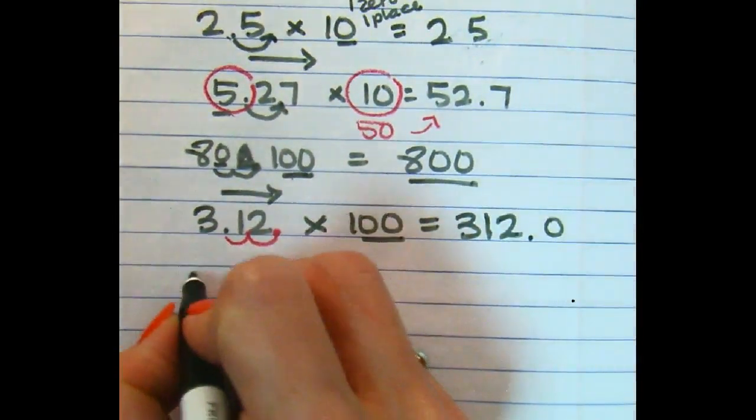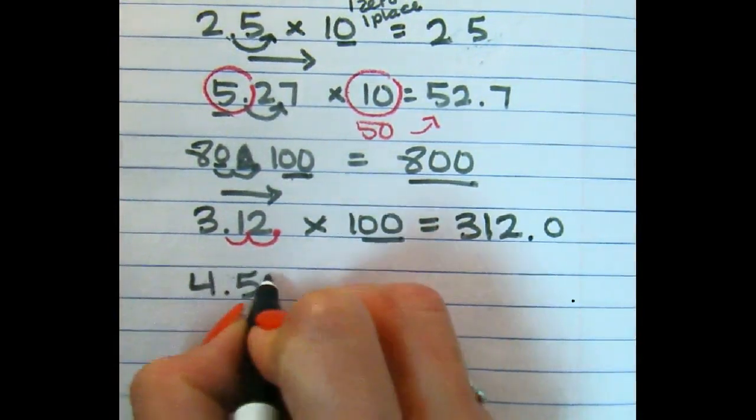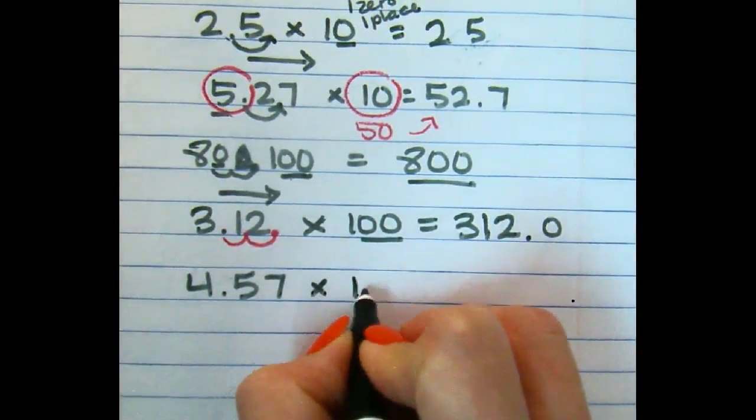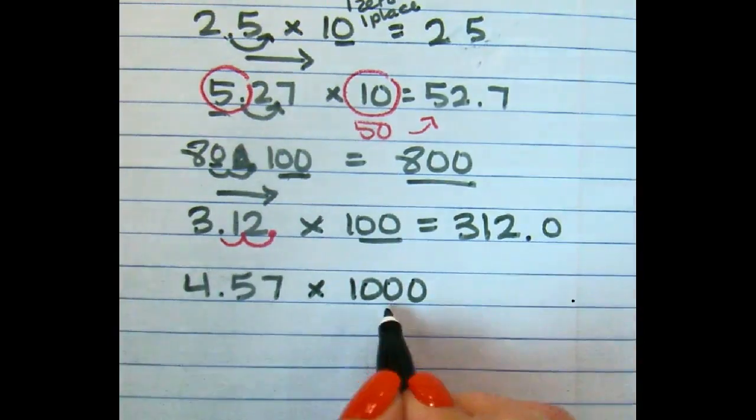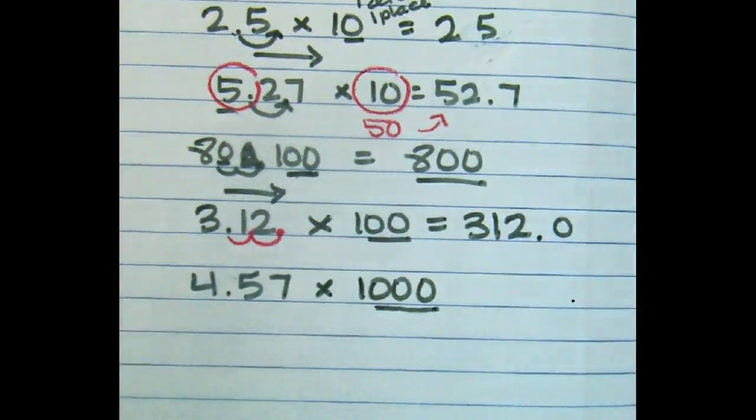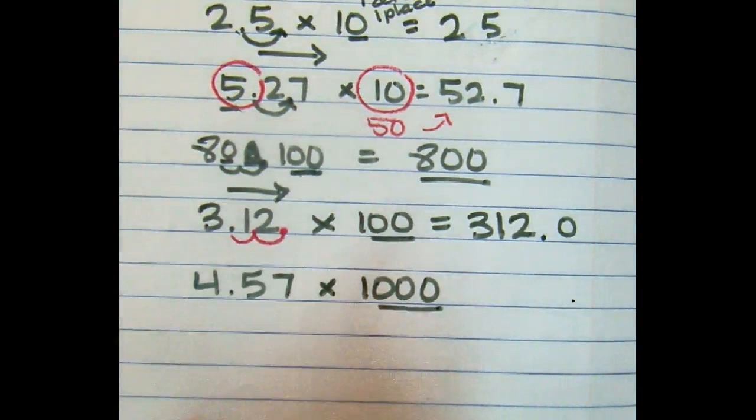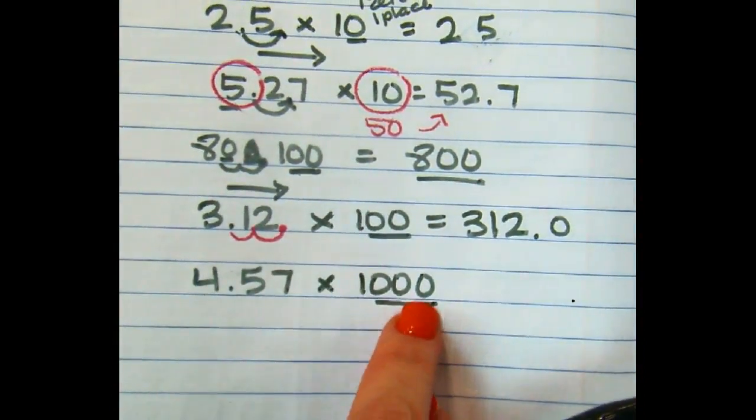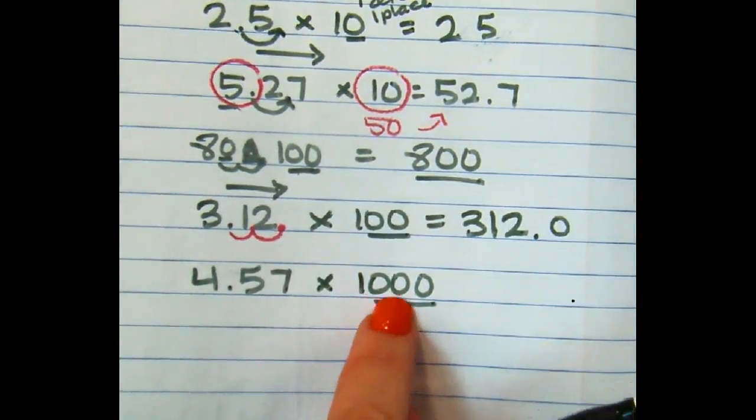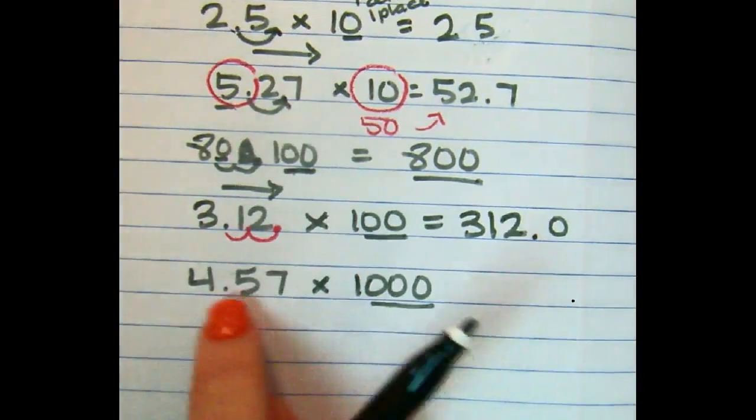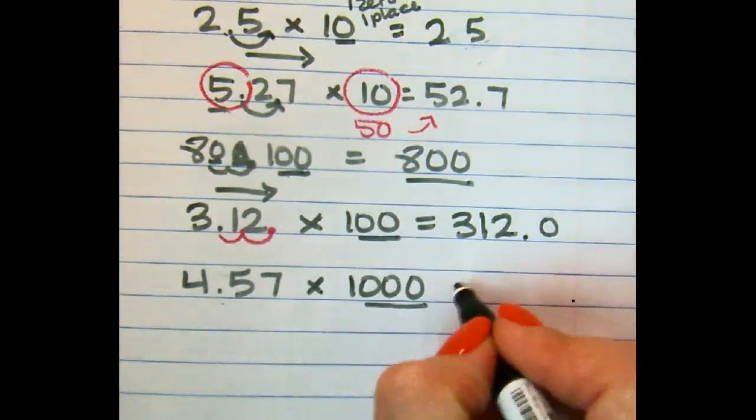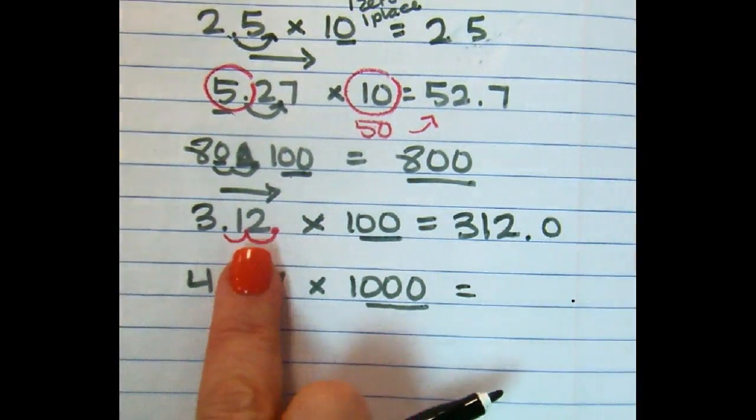So if we have 4 and 57/100 times 1,000, following this pattern, how many times do you think we will move our decimal to the right? 1, 2, 3 zeros. So we're going to move it over 1, 2, 3 times. So let's think about what's reasonable too. We know our answer is going to be somewhere close.